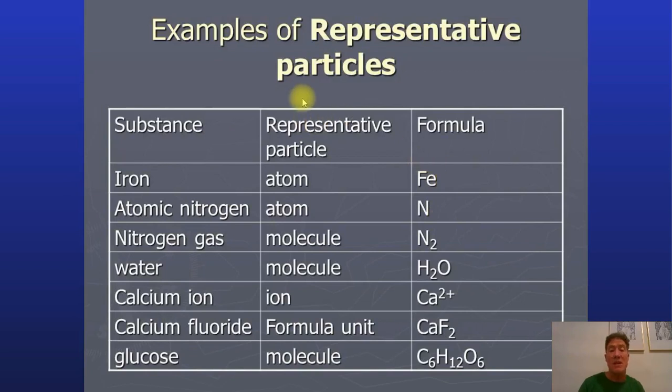So here are examples of representative particles. Okay, if we're talking about iron, we're going to count it in atoms. If we're talking about an atom of nitrogen, then we're going to write just a single N. But if we're talking about nitrogen gas as it lives in the real world, that's going to be a diatomic molecule, and so we're going to count that as an N2. Notice we count atomic nitrogen and nitrogen gas differently, because one is just the single atom and the other is the diatomic molecule.